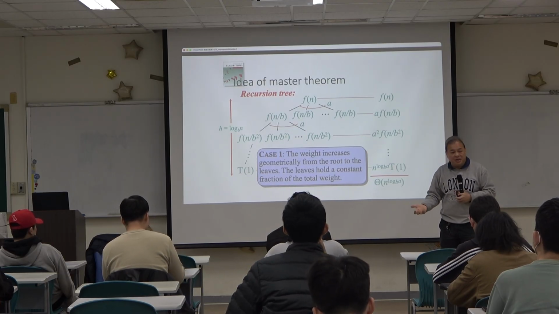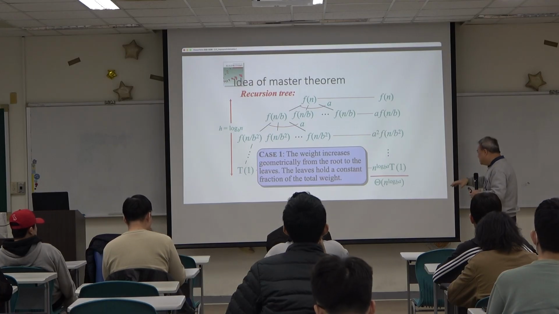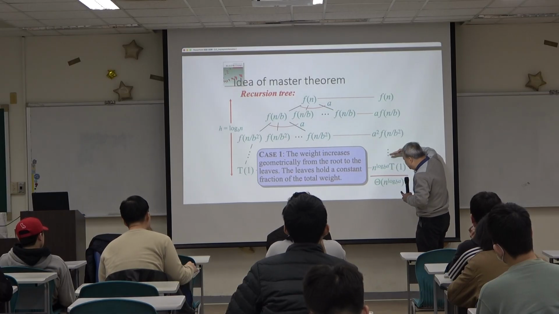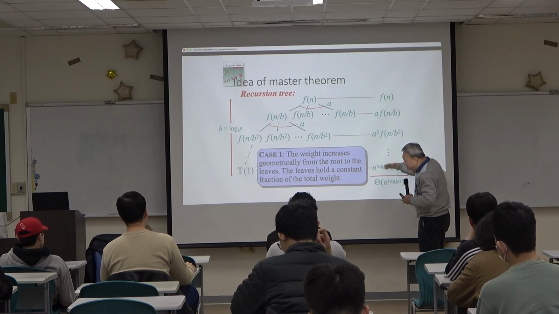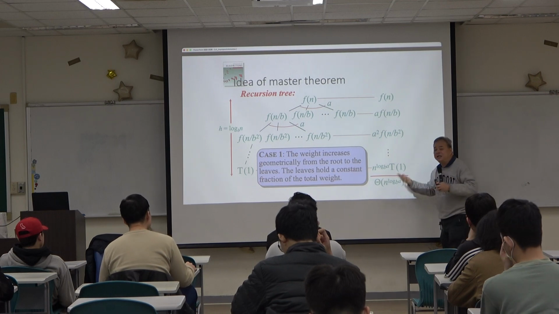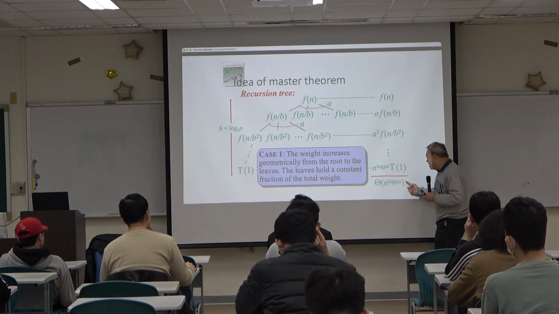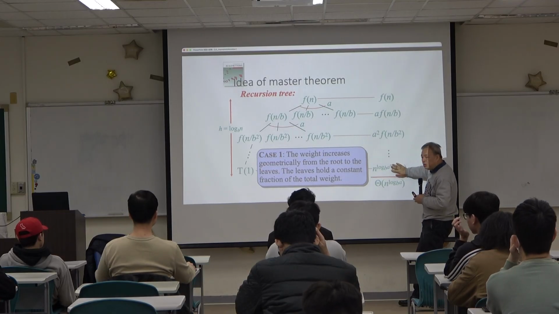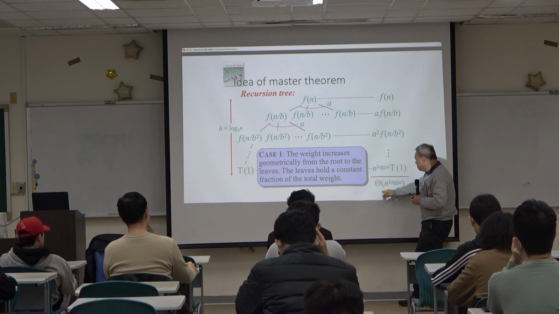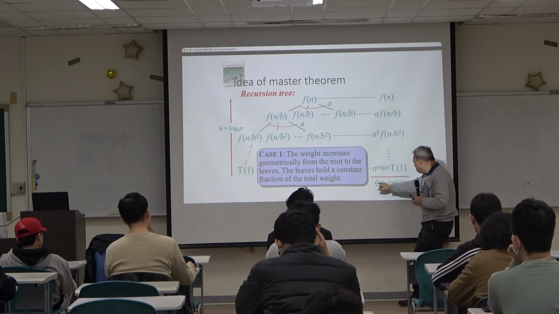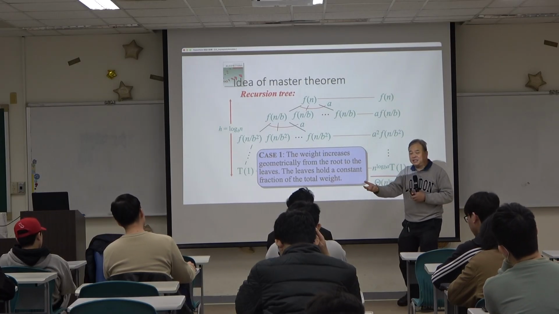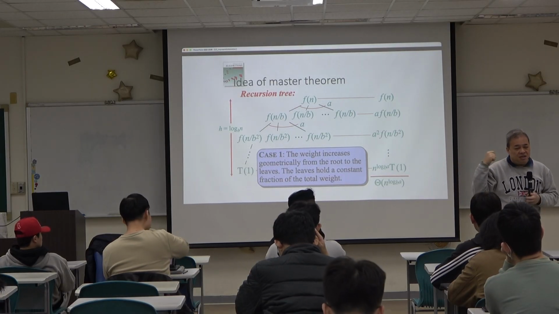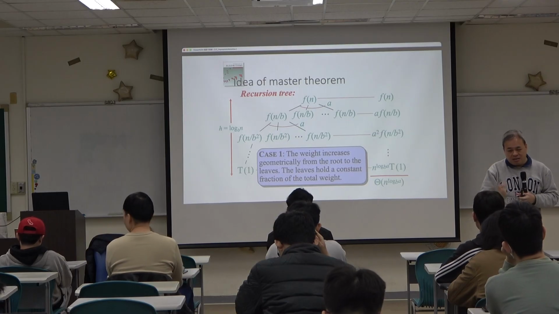So for example, in case 1, the leaf nodes are more dominant. Because T1, when you talk about order, is pretty much nothing, that is why theta of n to the power of log base b of a will be the complexity for the whole thing. Because the dominating term is at the leaf nodes.